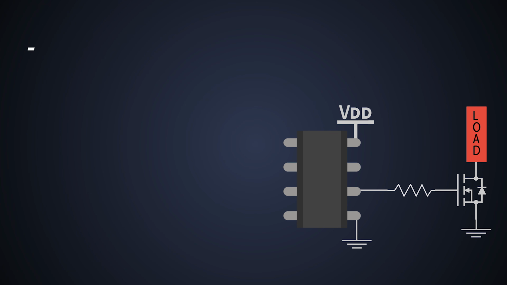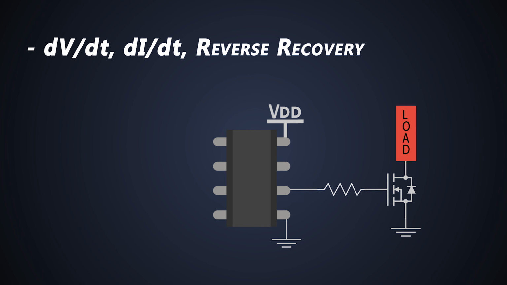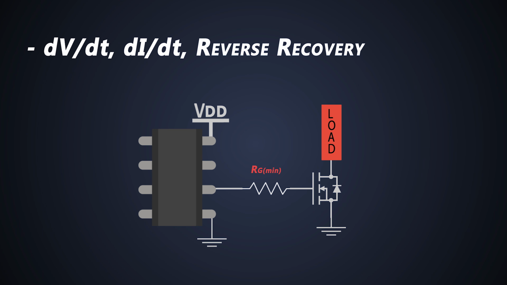Gate resistance affects the rate of change of drain to source voltage, rate of change of drain current, and reverse recovery of a freewheeling diode. This behavior limits the minimum value of the gate resistance. This means that the turn-on switching speed of the MOSFET can only be increased up to a level compatible with the reverse recovery behavior of the freewheeling diode.